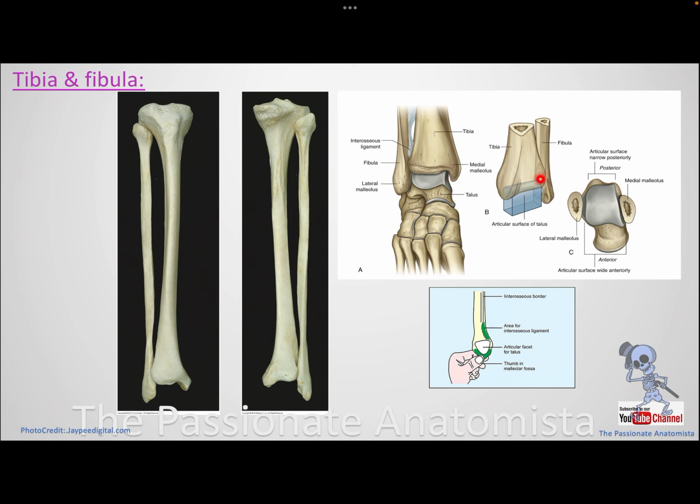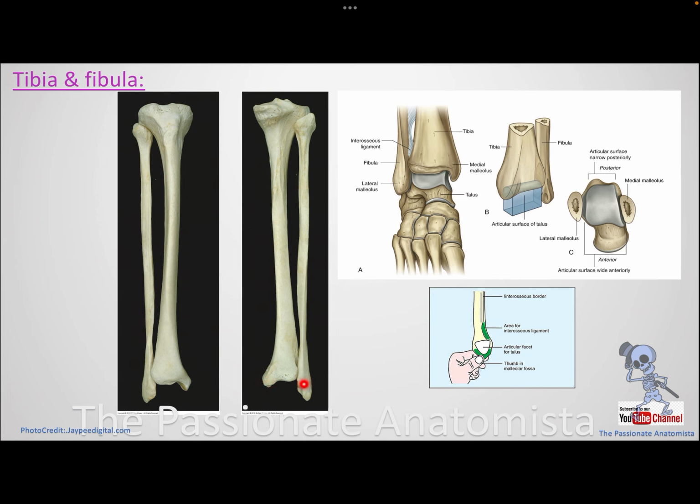Now the tibia is quite easy. As you go all the way down, with the tibia being your medial bone, the projection is going to be called the medial malleolus, and for the fibula as your lateral bone, the downward projection is going to be called the lateral malleolus, and that is easy.